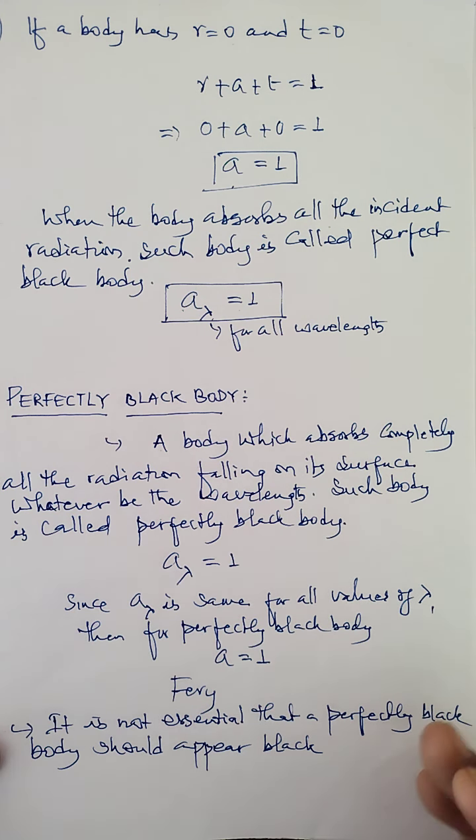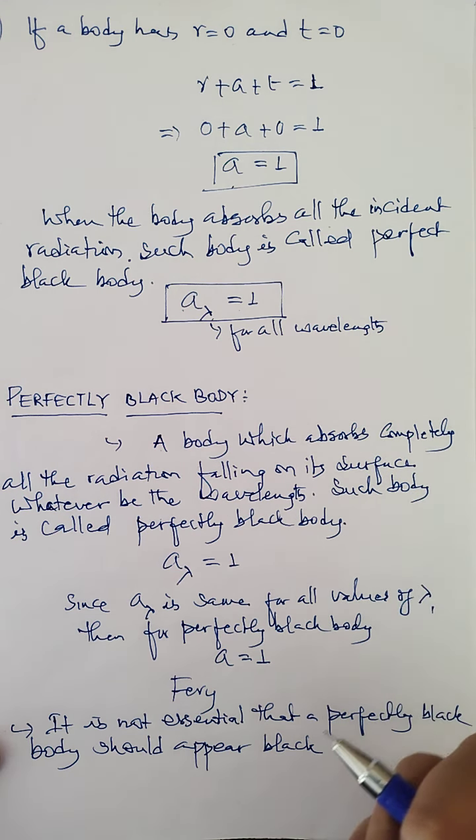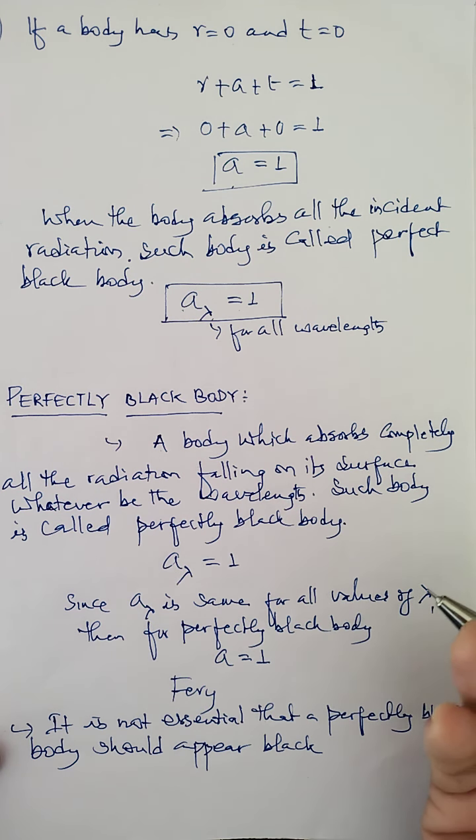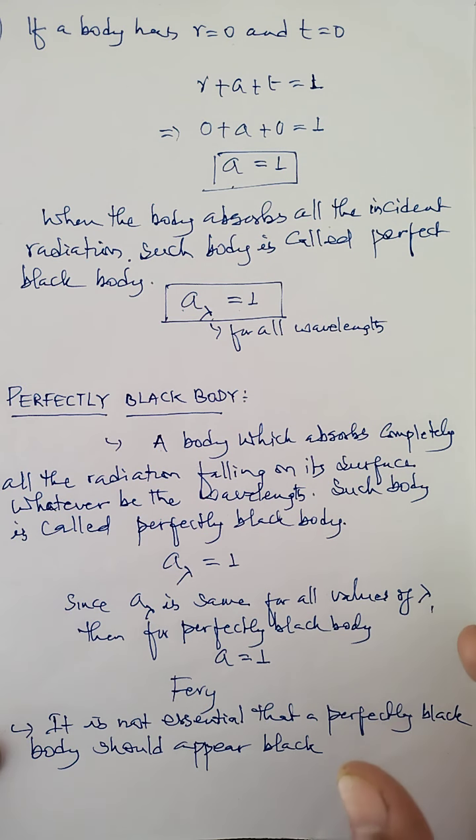So remember this part, children. This is a very important condition to understand when a body is a perfectly black body. The body has to absorb all the heat falling on it, and that body also has to emit radiation of all wavelengths. At the same time, it is not essential that the body should appear black. Like the example of the sun, which emits radiation of all wavelengths, and we consider it a perfectly black body even though it doesn't look black.